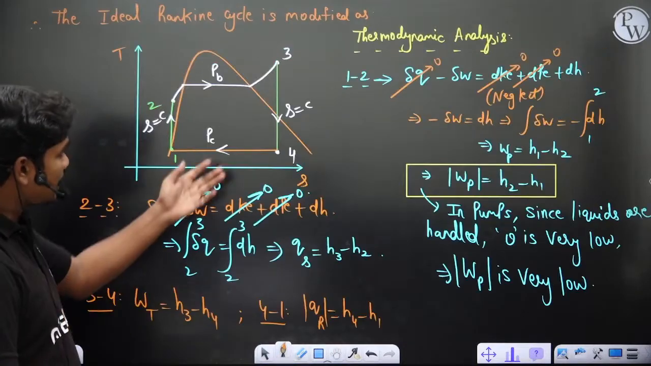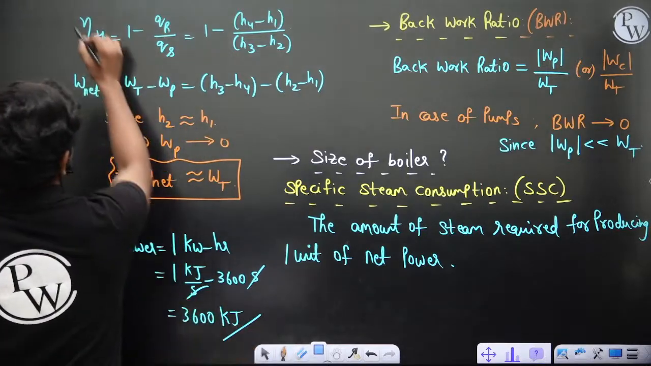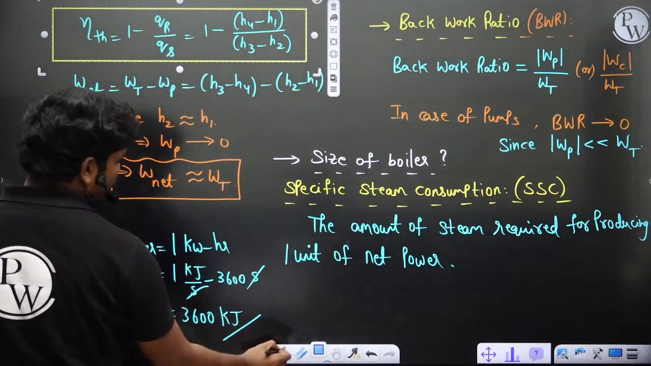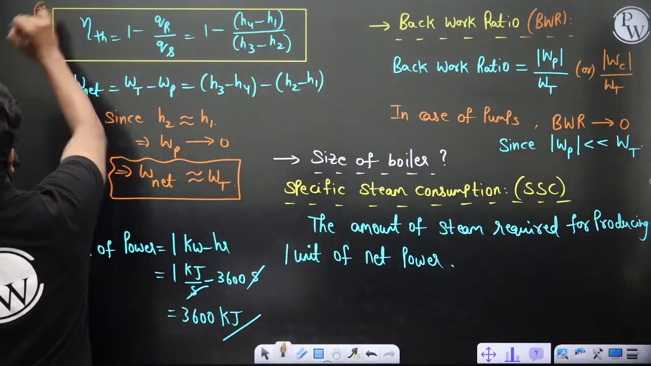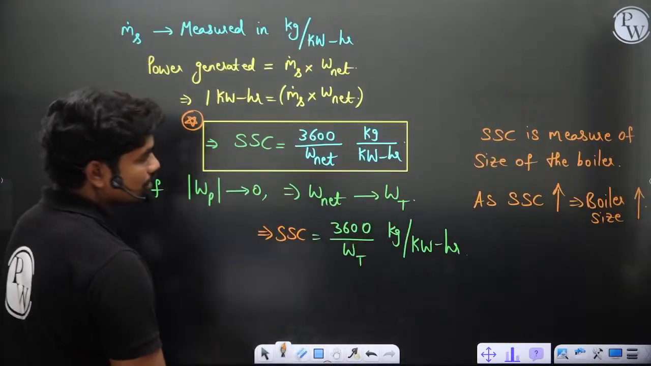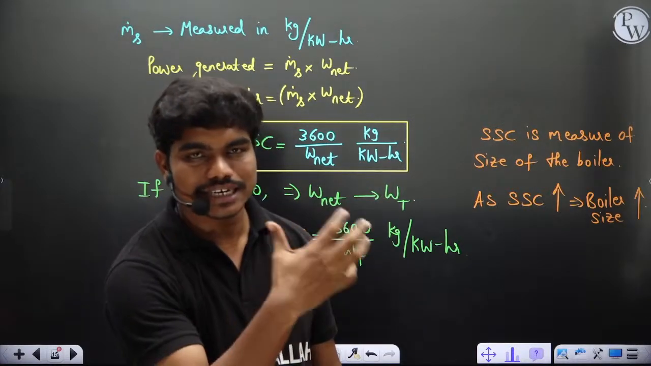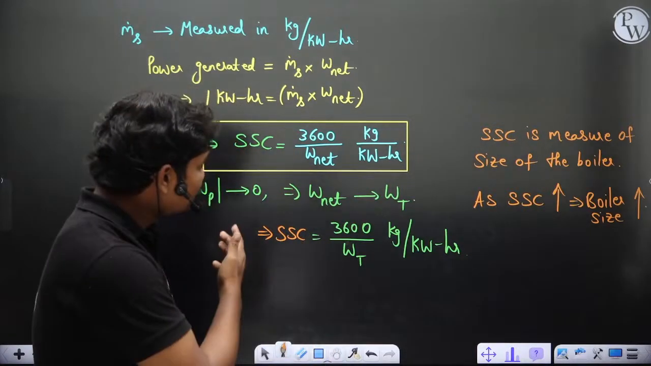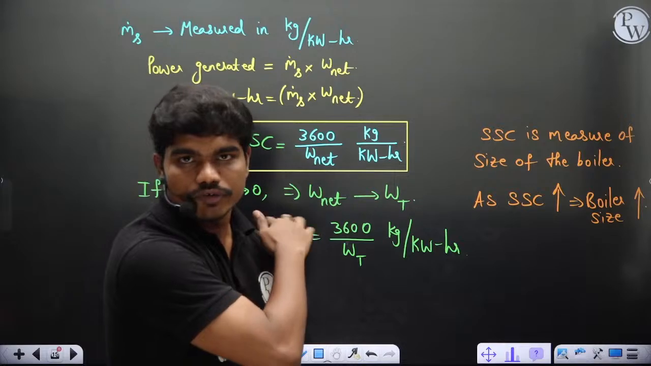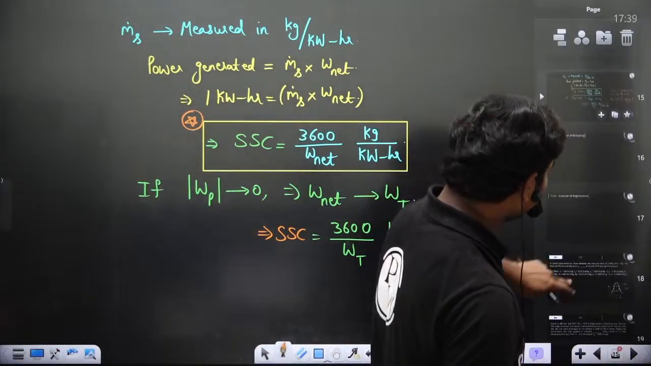Now we should put one box here. So for putting thermal efficiency, then calculating W net, then back work ratio, specific steam consumption, these are the things that you have in general. Clear? If questions come from the basic Rankine cycle, they come out in one of these places. Shall we solve some 1-2 questions because I have put some questions today.